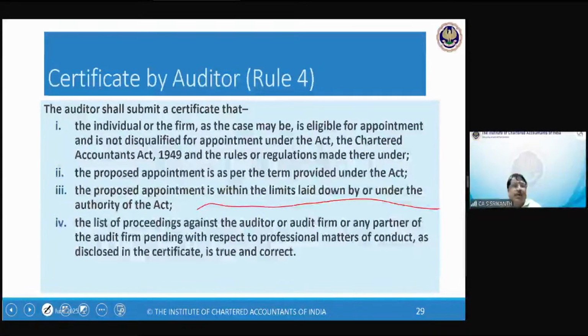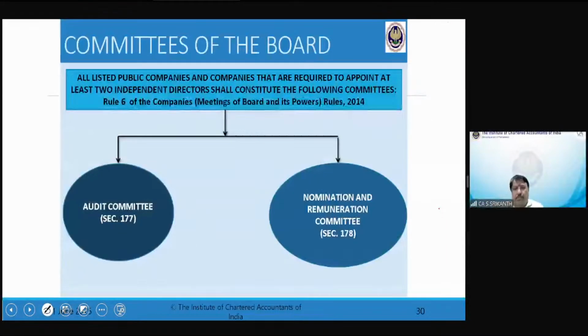In case any disciplinary proceedings are pending, then the list of proceedings against the auditor or audit firm or any partner of the audit firm pending with respect to professional matters of conduct, as disclosed in the certificate, is true and correct. Should be nil. Any disciplinary proceedings pending, nil, none, whatever. But if at all it is there, then correctly you give it. Write it correctly.